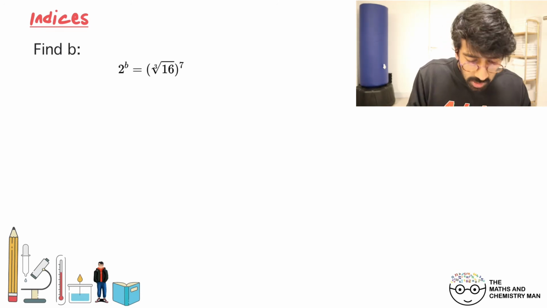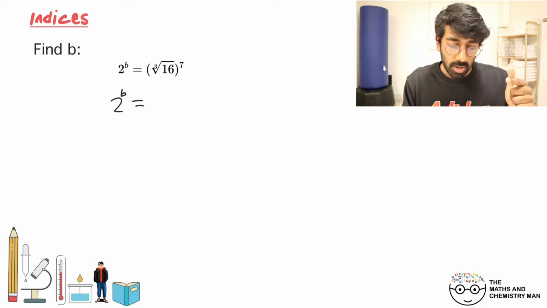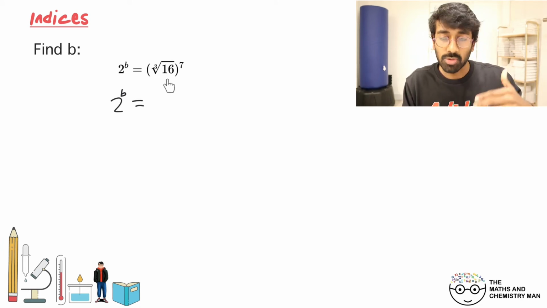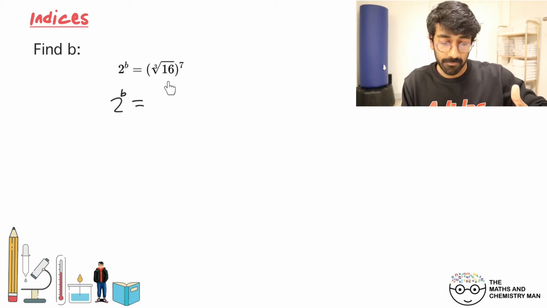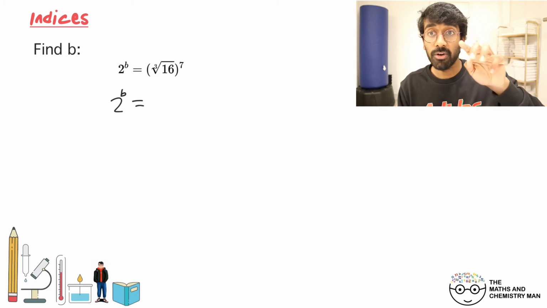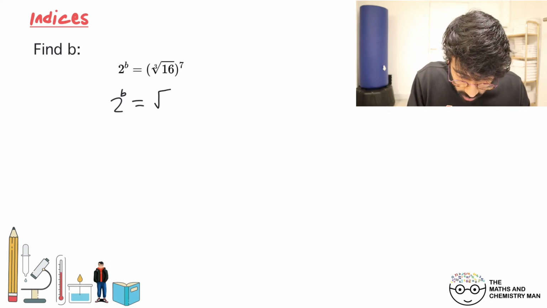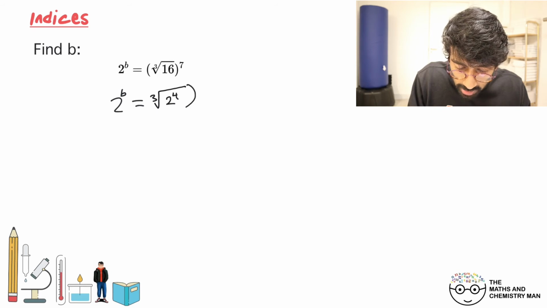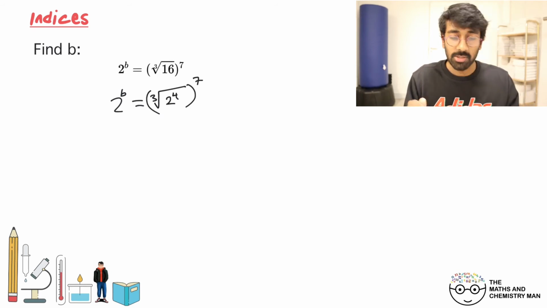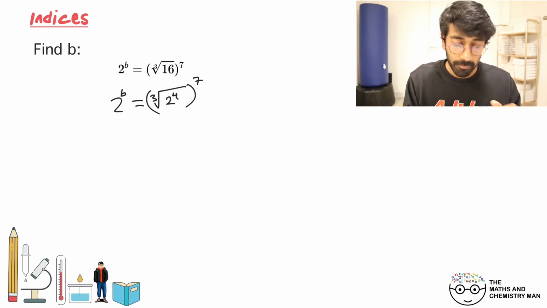This one's interesting. So we've got 2 to the power of b is equal to... Now, the reason why this is a bit more tricky is because we don't have 2 to the power of something in here. We've got 16. But we can change it, right? And 16 is the same as 2 to the power of 4. So let's do this. We've got the cube root, but then what we're going to do is change 16 to 2 to the power of 4, and then pop the 7 back on the outside. So I haven't changed anything apart from the 16, because 16 is 2 to the power of 4.